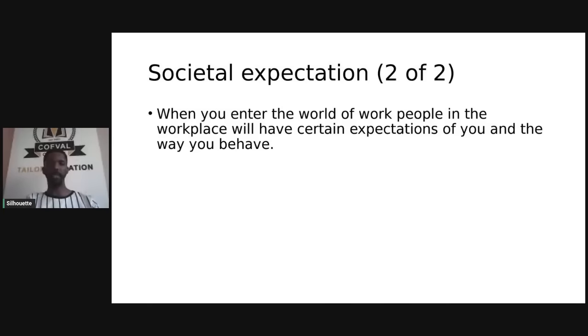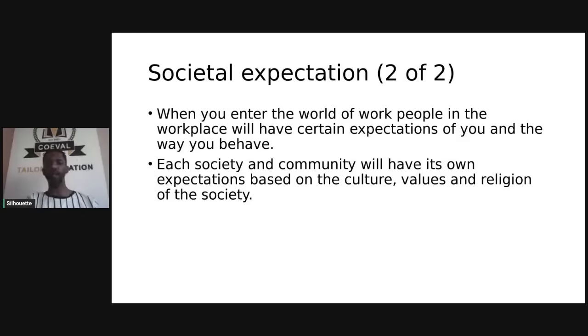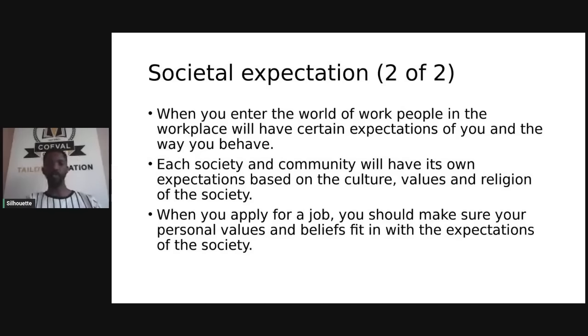And then we also enter the world of work with people in the workplace. Those people also have certain expectations of you, in the way they behave and how you behave as well. So each society and community will have its own expectations based on the culture, values, as well as religious expectations or experience that they have. So when you apply for a job, it's important that you make sure that your personal values as well as your personal beliefs fit with the expectations of the workplace that you're going to be applying to.